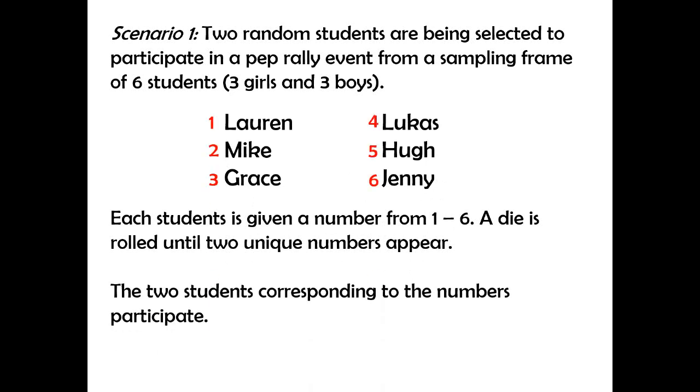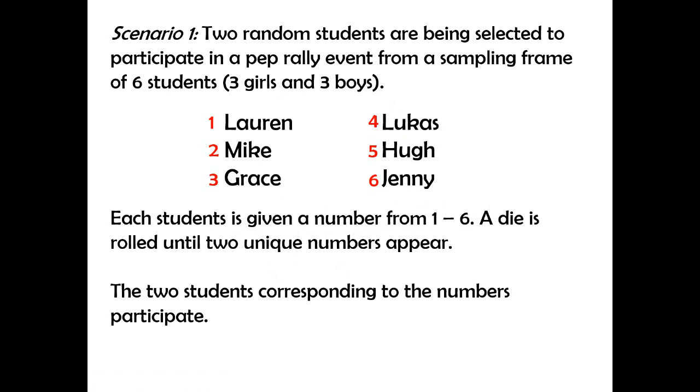Each student is given a number from 1 to 6, and a die is rolled until 2 unique numbers appear. Notice how I mentioned specifically that I need unique numbers. That's going to be something that's important in this unit when you're writing how you take your sample or how you randomize individuals, that you either say skip repeats, if you need to skip repeats. In this case, we can't choose the same person more than once, or state that we want 2 unique numbers.